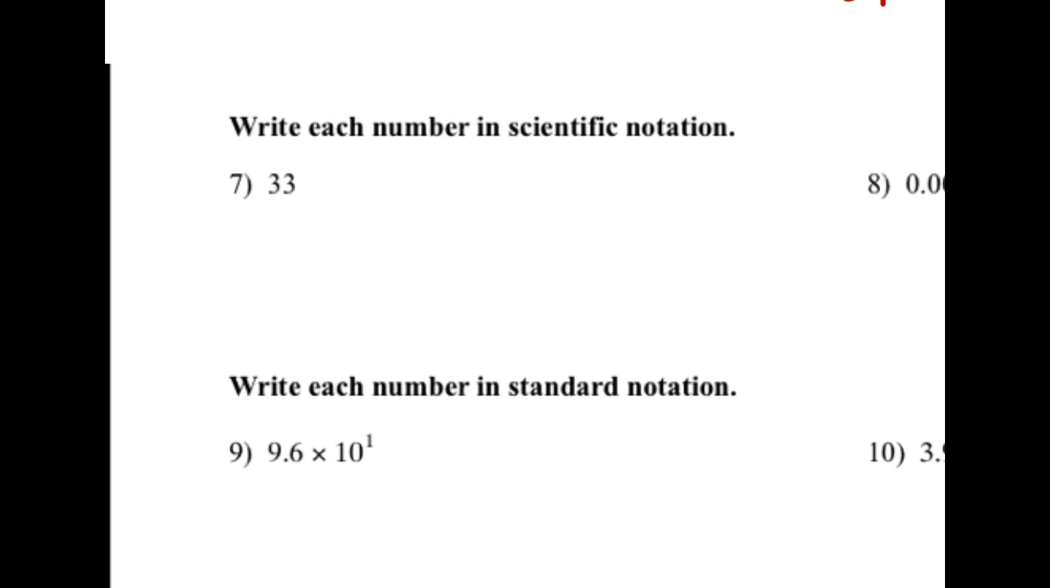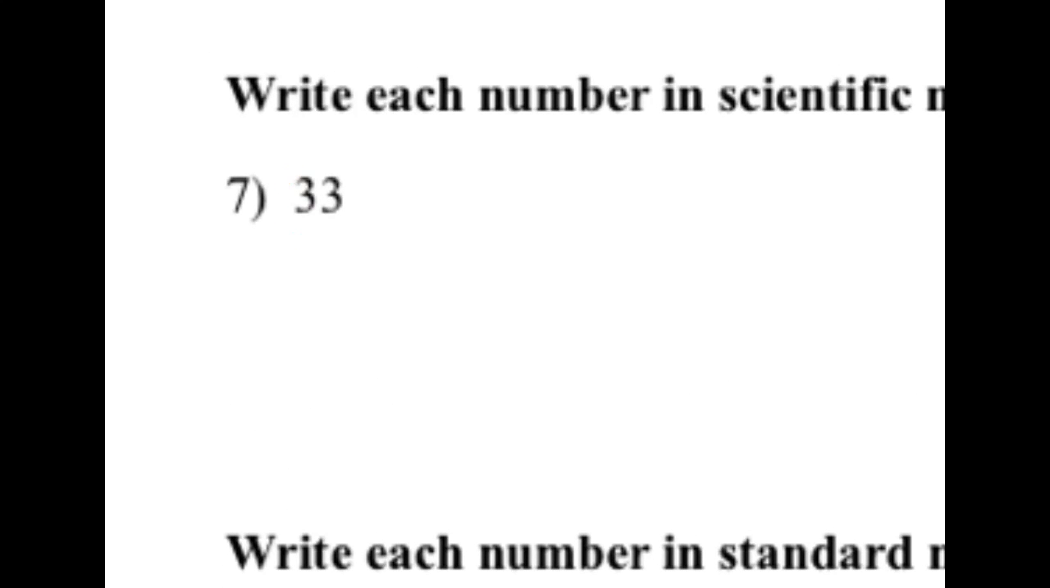Write each number in scientific notation. Remember, scientific notation means we want one number in front of the decimal, and then all the rest of the numbers behind it. So here, the decimal is right there. We need to move it this way. So we get 3.3, always, times 10 to the, and we want to move it back to get to that. So then it's 10 to the 1. There we go. And that's it.